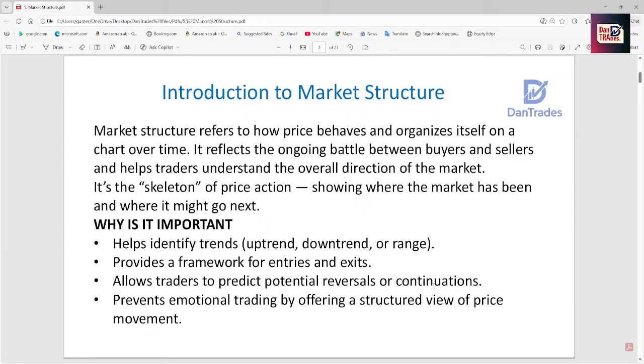So a lot of people don't pay attention to market structure. They just enter the market and just buy, or they just enter the market and just sell. As a price action trader, you need market structure to function very well. So as I'm saying, we'll look at and see how it looks like. Then we can continue with our session.